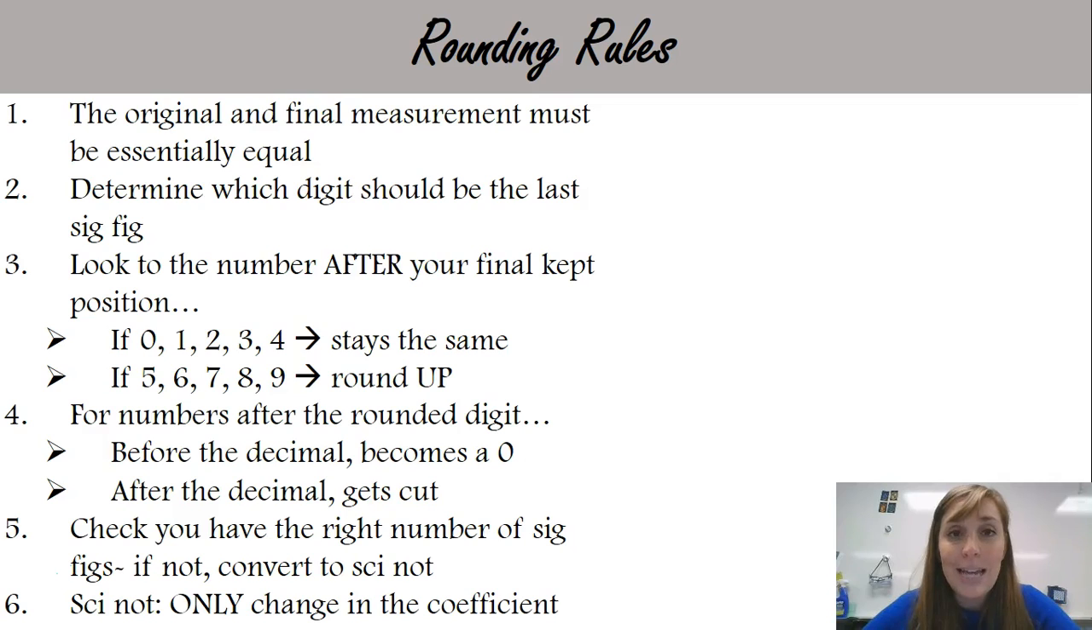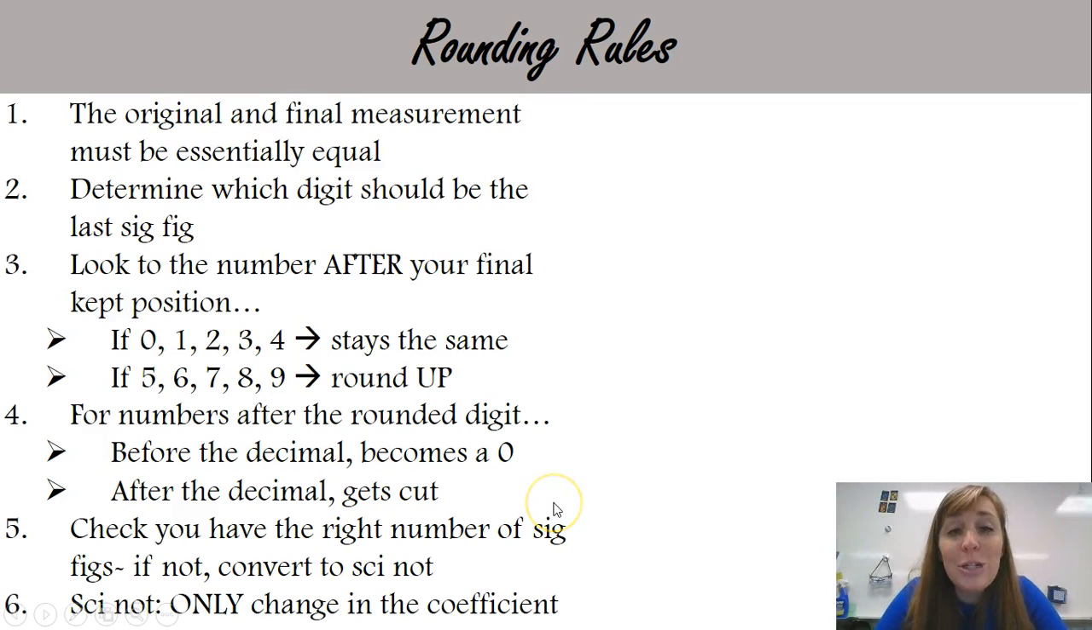Do not touch that 10 to whatever power. That stays the same because those are your placeholders. So if you change those, you change the essence of your number. Okay, so let's do some practice.